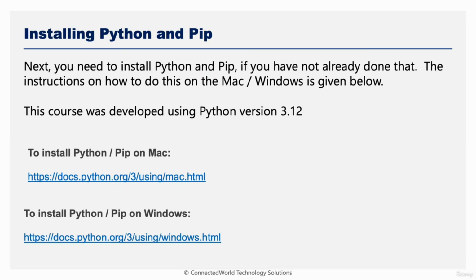Installing Python and pip. First, you need to install Python and pip if you have not already done that. The instructions on how to do this on the Mac and on Windows is given below. This course was developed using Python version 3.12.